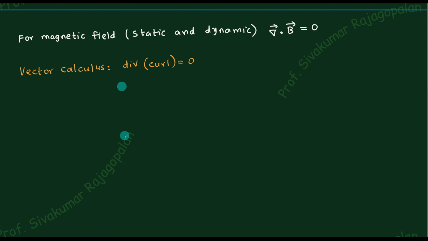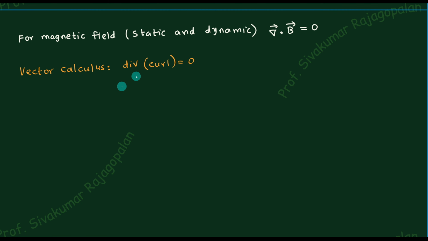Now that we have seen the case for electrostatics, we will see the case of the magnetic field. What is known about the magnetic field is that the divergence of the magnetic field is always 0. Whether it is the static case or the dynamic case, you always have divergence of B equal to 0. This is a physical result for a physical quantity, the magnetic field.